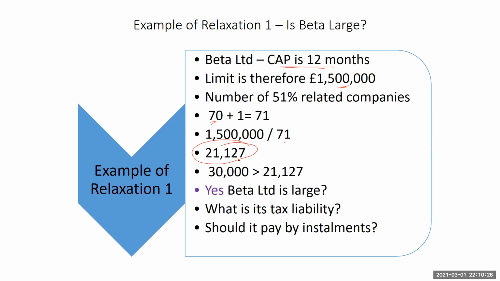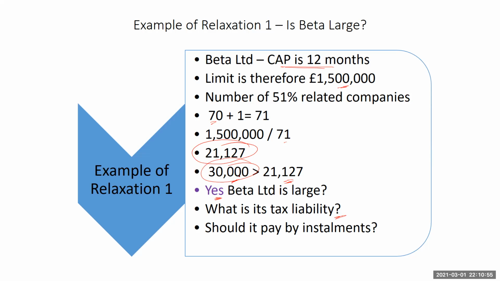Remember, there were no dividends. So we compare this to the 21,127 and realize that our profits, the augmented profits, are actually greater than this threshold, the revised threshold. Therefore, we say yes, it is large. If it was the other way around, we'd say it is not large, okay? So it is large. What about its tax liability, okay? So it's simply the rate applied to this percentage.